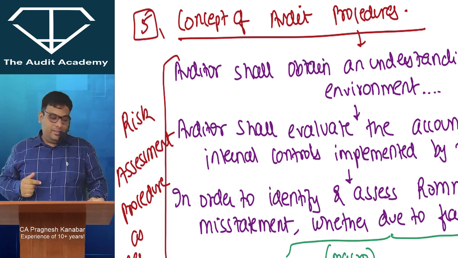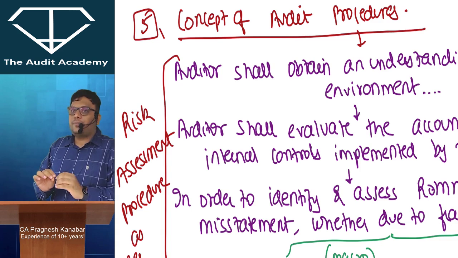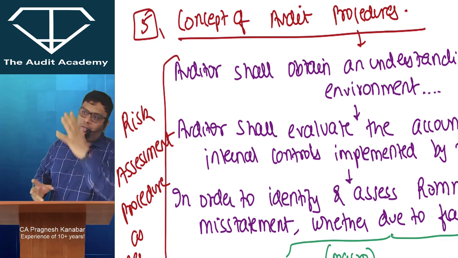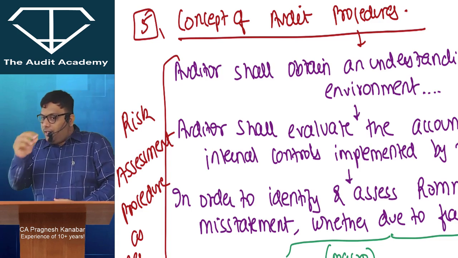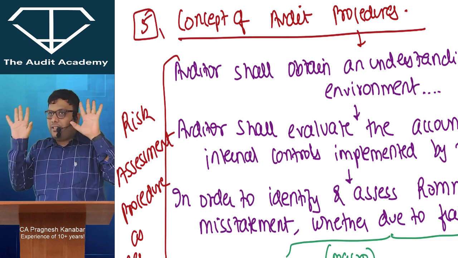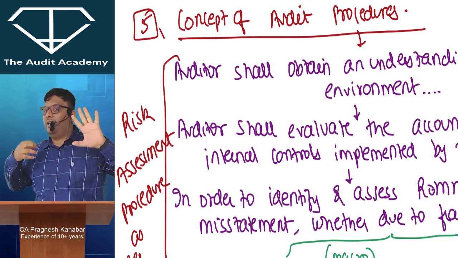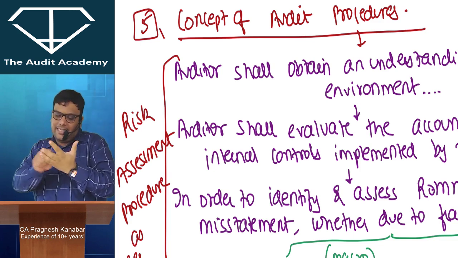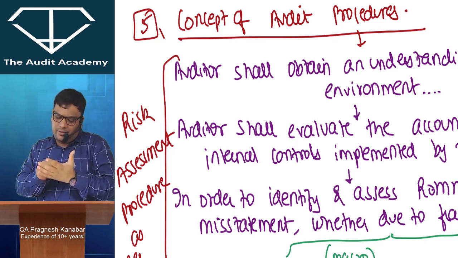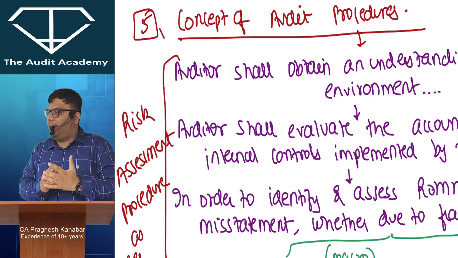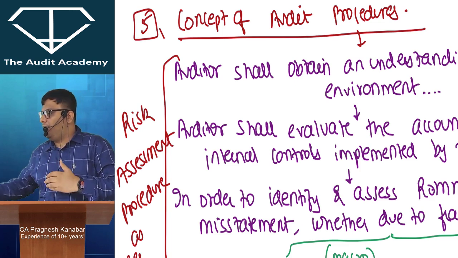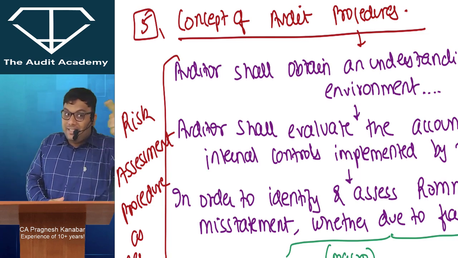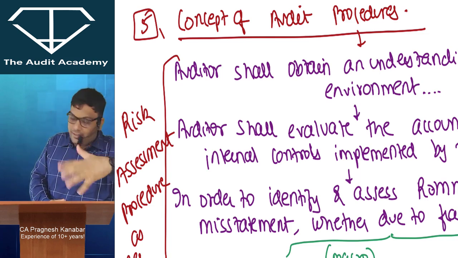For example, if I tell you risk assessment procedures with respect to going concern, what should be your answer? When it comes to going concern, the only risk assessment procedure that you can perform is to try to understand whether there is any threat to the going concern of the entity. For example, while writing this answer, you wrote that the auditor should obtain an understanding whether the entity has plans to continue for the next 12 months. What are their business plans? Wrong. Because when you try to audit their business plans for the next 12 months, that is not risk assessment, that is further audit procedure.